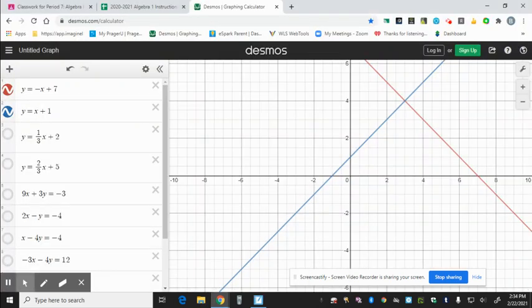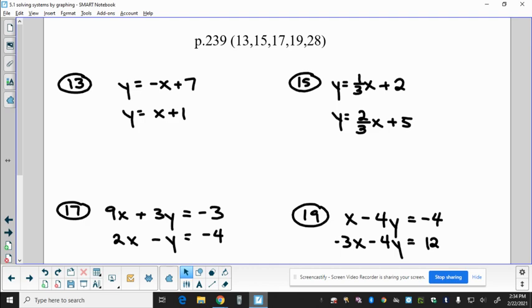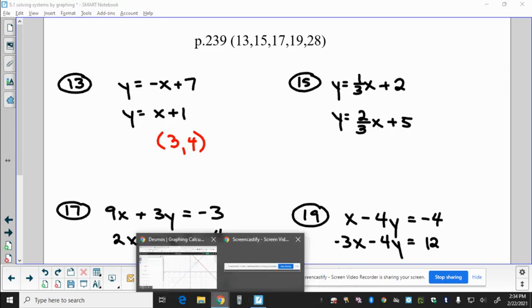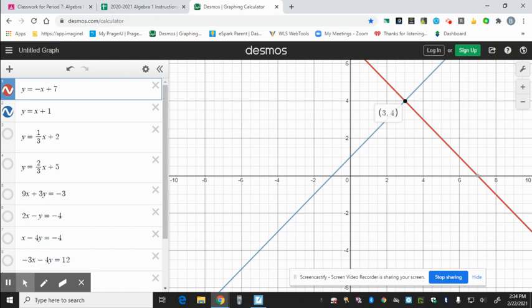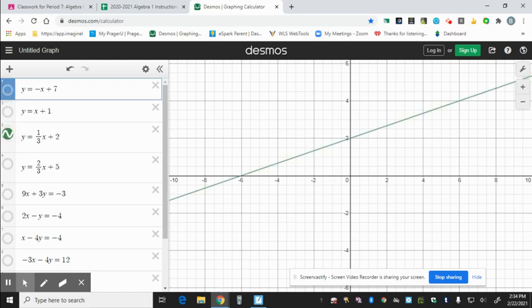I can see that they do intersect, so I'm going to click on one of the lines, identify it. (3, 4) is the answer. So I'll just write these next to them. Okay, let's go to 15. So let me turn those off. Let's see what this picture looks like.